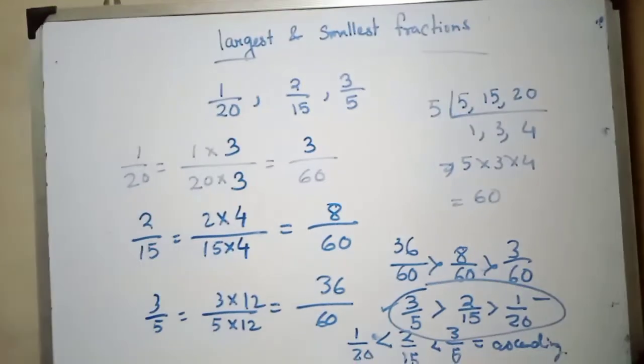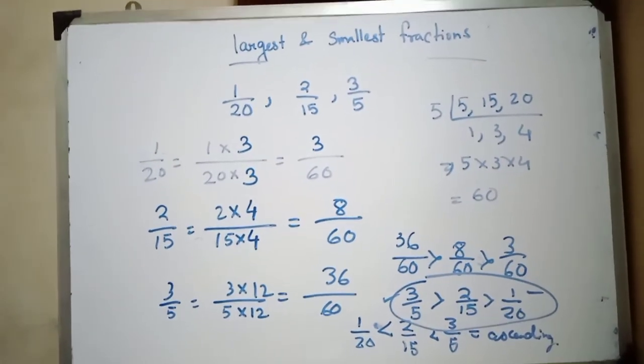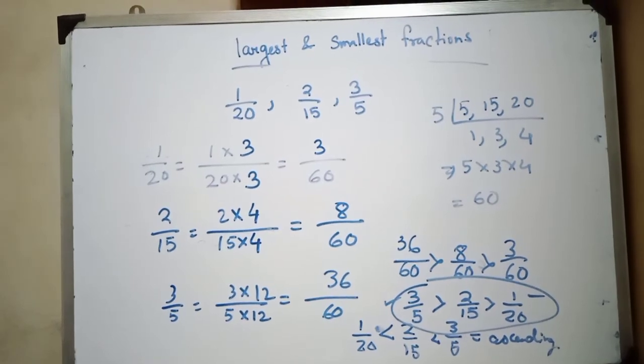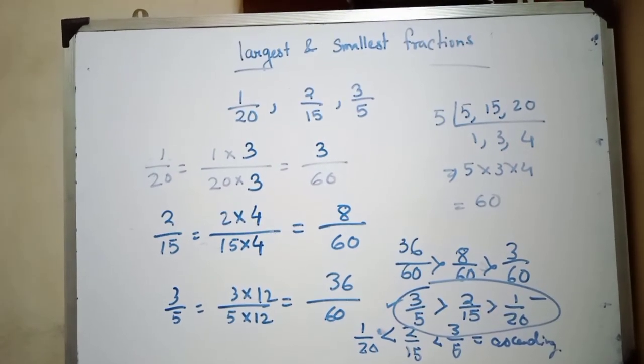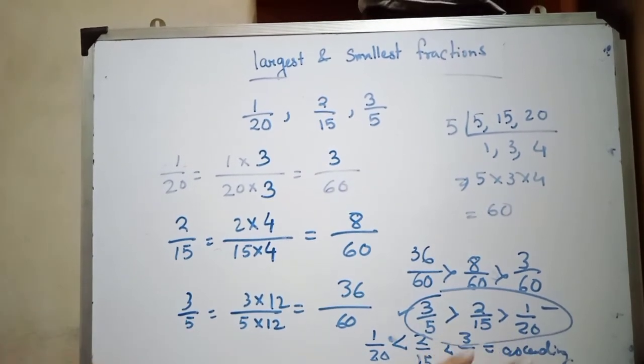I will show you the last portion. Hope you can see, that is 1 by 20 is less than 2 by 15 is less than 3 by 5. Okay. This is the ascending order.